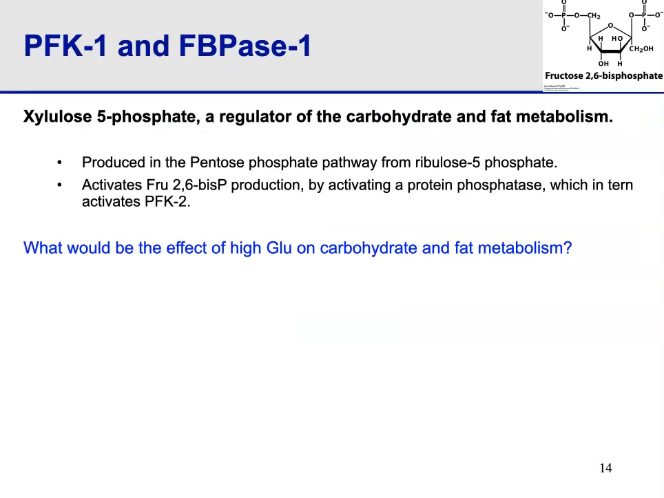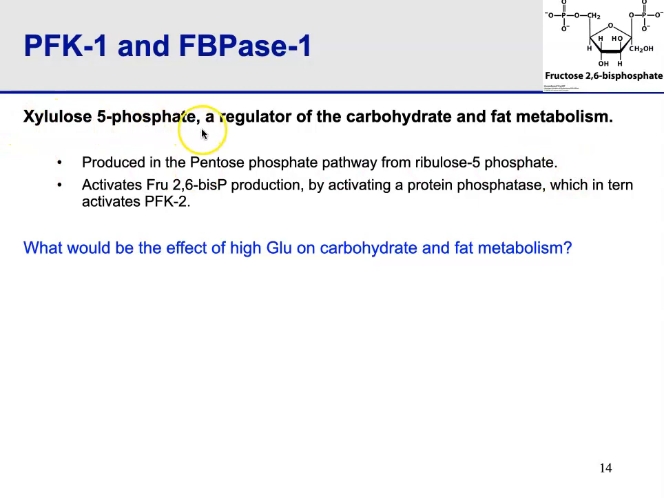Alright, so as if it's not already quite complicated, now I'm also going to add another regulator of this whole process, and that regulator also controls or regulates fat metabolism, and that is xylulose 5-phosphate. This metabolite is produced in the pentose phosphate pathway from ribulose 5-phosphate during the non-oxidative phase. If you go back to the pentose phosphate pathway, you will see that it's one of the first products of the non-oxidative phase of the pentose phosphate pathway that is used in the conversion of ribulose 5-phosphate to glucose 6-phosphate.